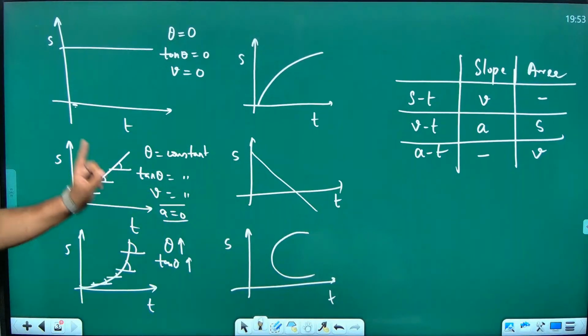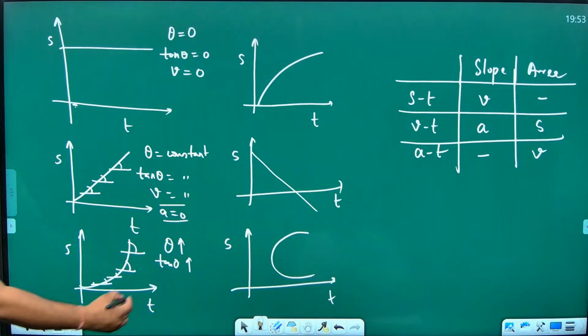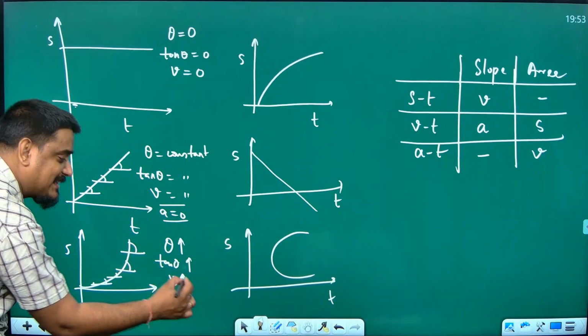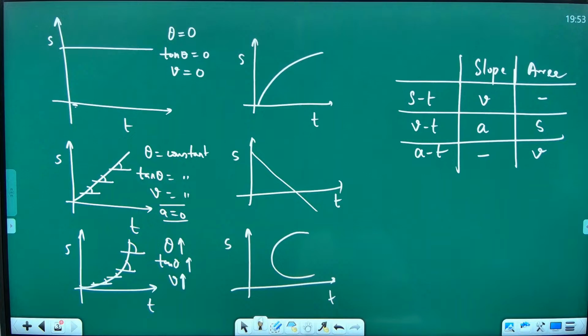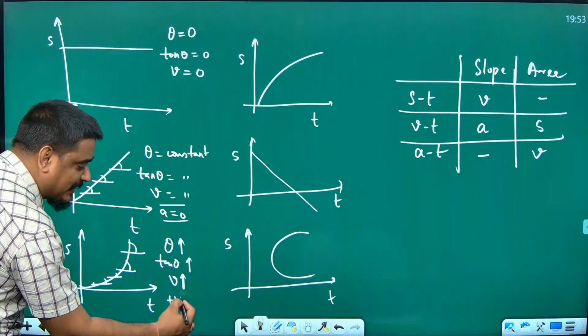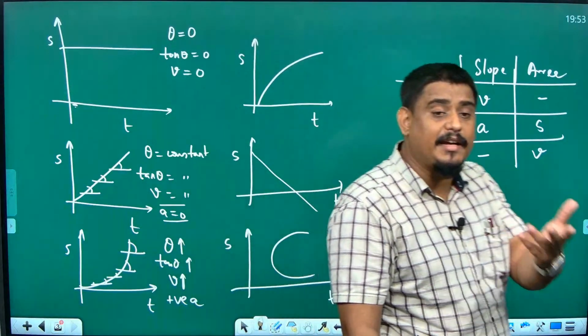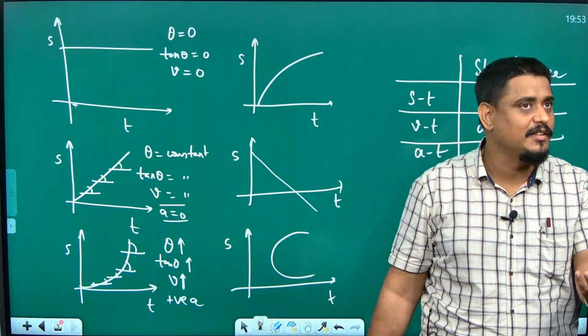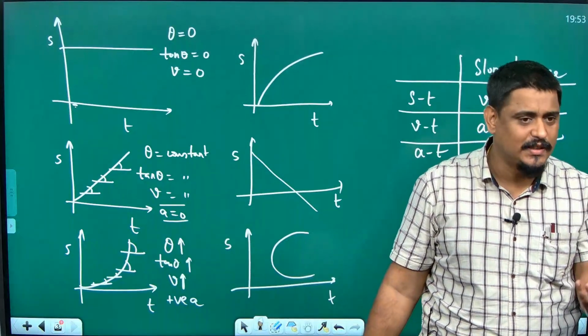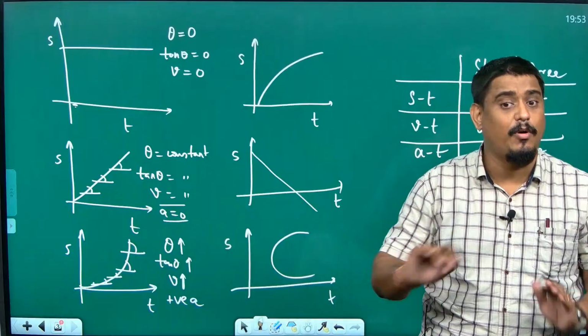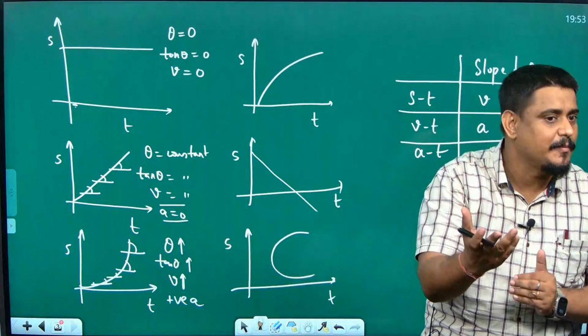Tan theta increases means slope increases. Slope increases means velocity increases. How will the velocity increase? If you accelerate, isn't it? So it is positive acceleration. Why do I use the word positive? Because acceleration can be negative also. Retardation, we call deceleration, isn't it? So this is positive acceleration where the body's velocity is increasing.